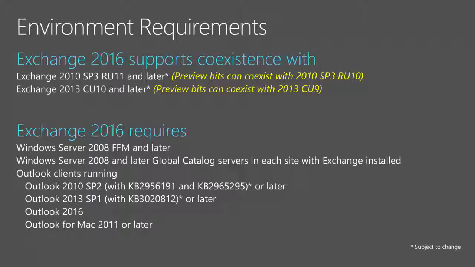We do require that you have Windows Server 2008 or later forest functional mode, and global catalog servers. I would hope that most of you have started to move beyond that, or maybe have moved beyond that. But at a minimum, we need 2008 forest functional mode and GCs. And then the clients can be running 2010 SP2, 2013 SP1, Outlook 2016 as well, or Outlook for the Mac 2011 or later.